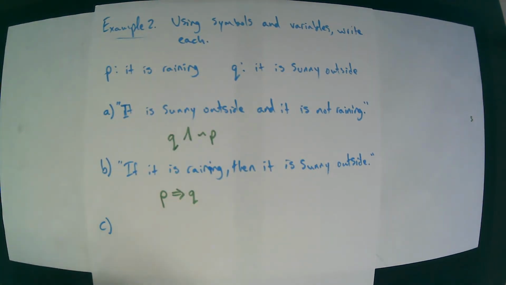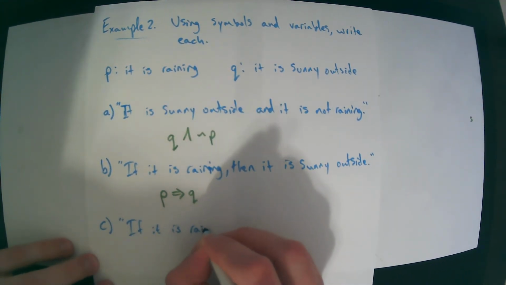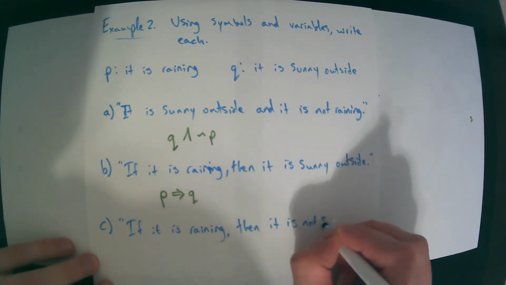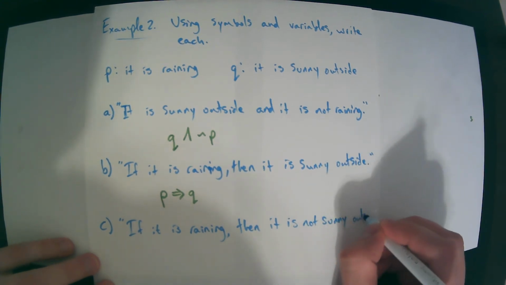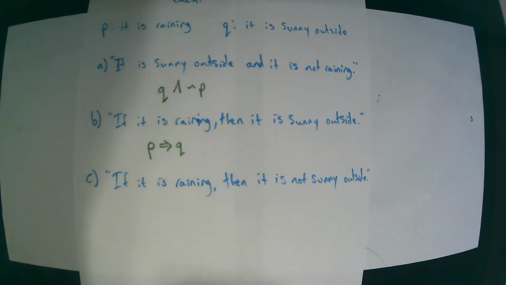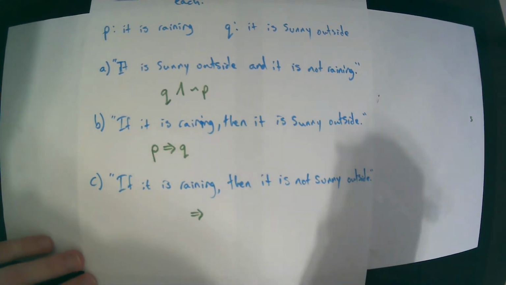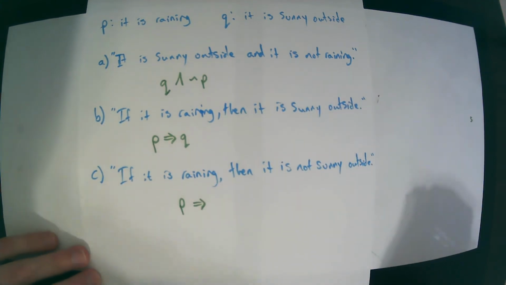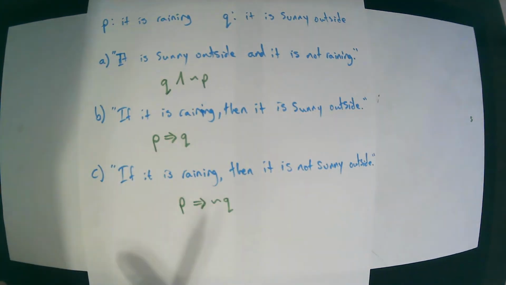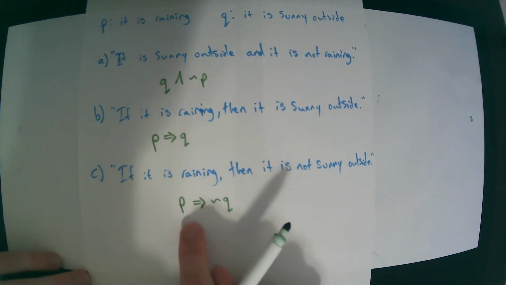Okay. Part C says, similar thing, if it is raining, then it is not sunny outside. I'm going to squeeze it in there. Okay, if it is raining, then it is not sunny outside. So, again, this is an if-then statement, so my symbol in between is going to be that implication arrow. The first statement is still P, it is raining, and then not sunny outside, so this would be not Q. And we would read this as P implies not Q, or if P, then not Q.